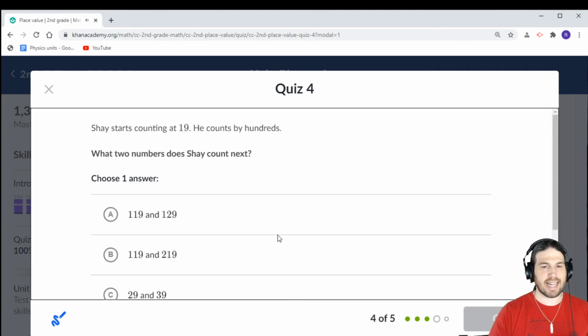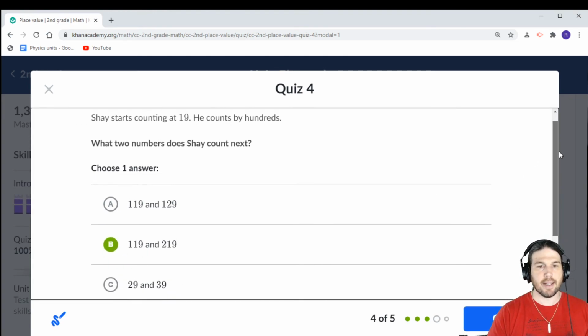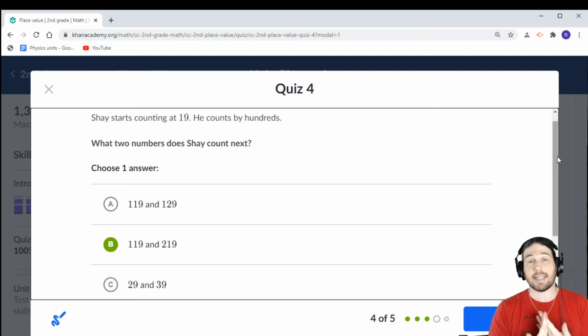Shay starts counting at 19. He counts by hundreds. Next is 119 and then 219. Again, the part that I need to remember is that when counting by hundreds, the tens and ones place is not affected. So I just needed to look for the answer that had 19 in the tens and ones place.